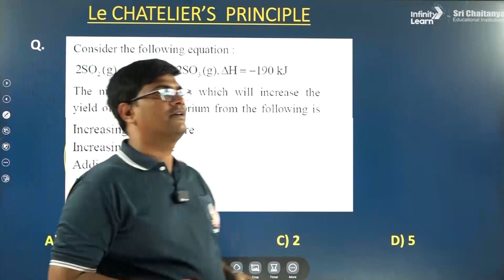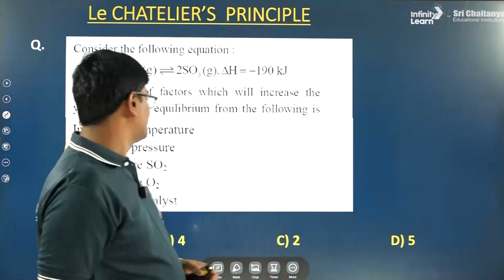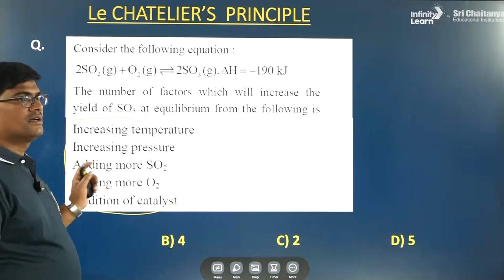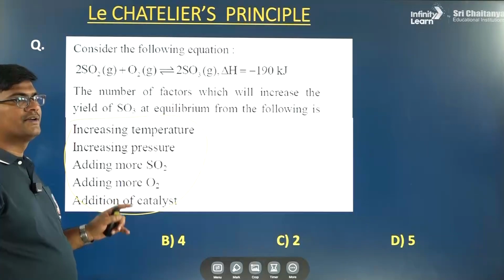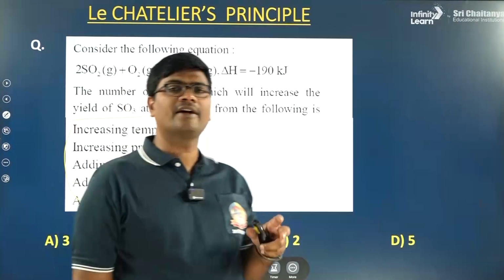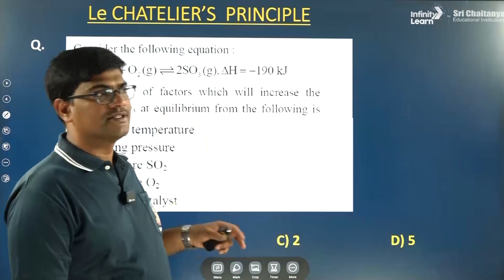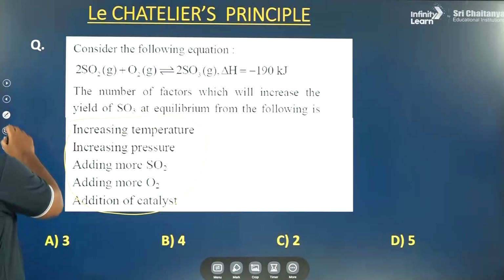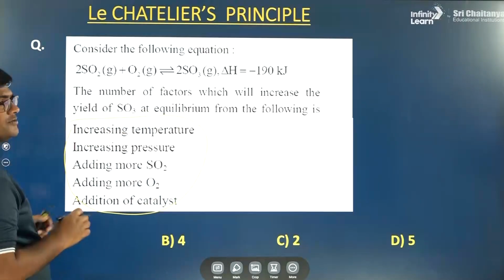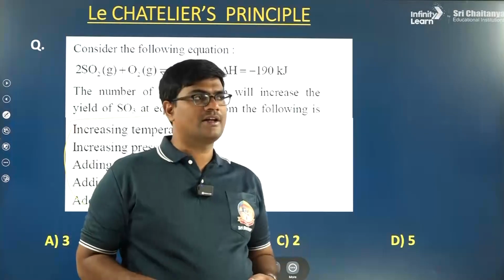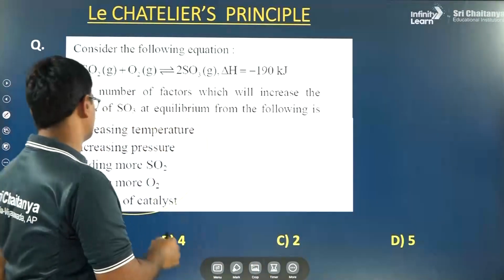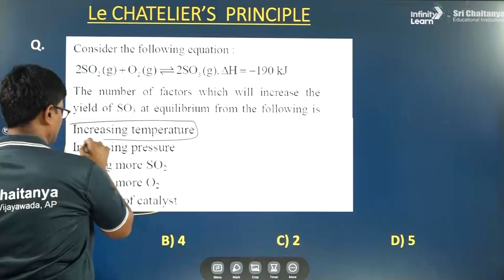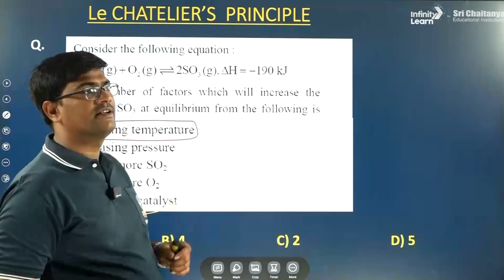So we need to identify the number of factors. What are those factors? Increasing temperature, increasing pressure, adding more SO2, adding O2, and addition of the catalyst. So these are the factors that are influencing the above equilibrium. But what we need is which will drive the reaction in the forward direction, that gives more yield of SO3. Let us see the first factor, that is increasing temperature.